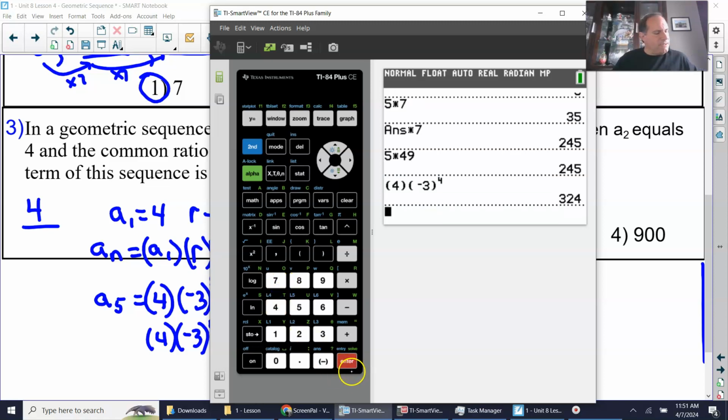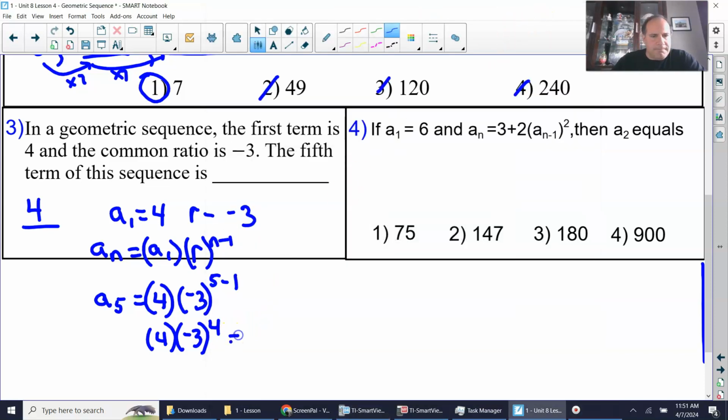And we have 324. But honestly, you could go ahead and actually just draw the lines. All right, so the first term is 4. The second term, the third term, the 4th term, and the 5th term is what you're looking for.